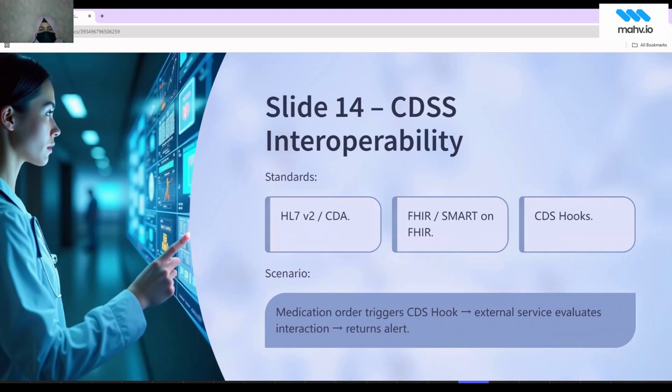Now, CDS interoperability. These are the standards that are commonly used: HL7 V2, CDA, FHIR, SMART on FHIR, and then CDS Hooks. The scenario is that a medication order triggers a CDS Hook, an external service evaluates the interaction and returns the alert. So these are some standards in CDS interoperability.